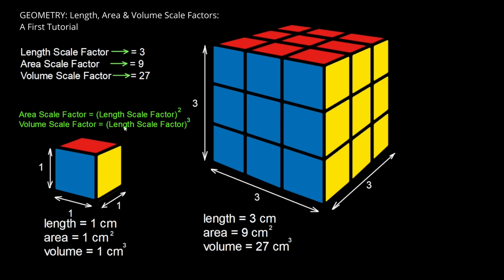It means that the length scale factor is the boss, because both the area and the volume scale factors relate back to the length scale factor. And this result doesn't have to only apply to regular shapes as we've got here. It can apply to any shape, so long as those shapes are a scaled version of each other. And the trick is, so long as you can get back to the length scale factor, you can work out anything about areas or volumes. Let's have a look at a typical question.